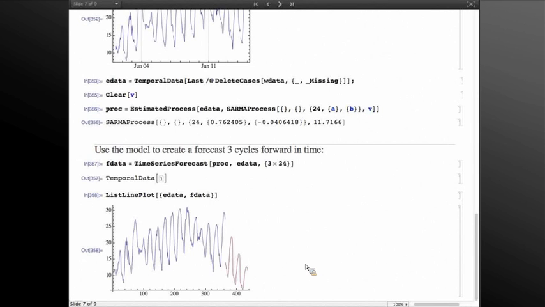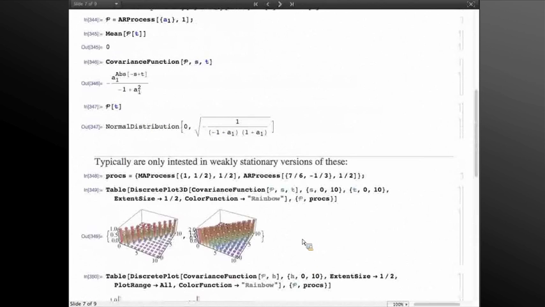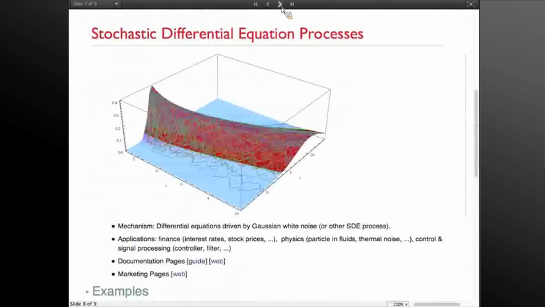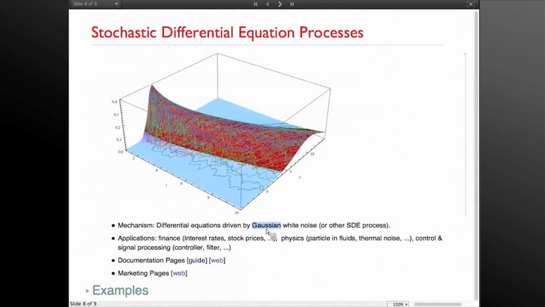Many more things to say about time series, but let's get on to the final group of random processes. These are stochastic differential equations. They're very similar to time series, except instead of using difference equations, we use differential equations. But again, we drive them with white Gaussian noise. Okay, so let's do a really simple example.